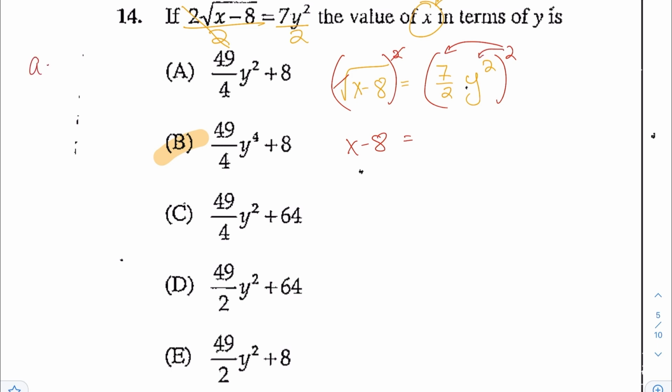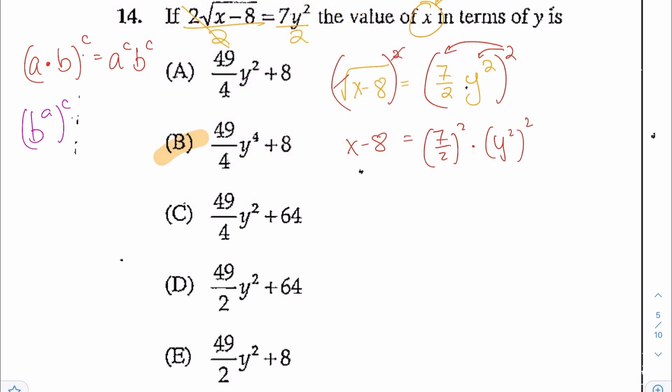This is the law of exponents that states that a times b raised to the c power is a to the c times b to the c. Kind of like the distributive property of exponents. So when you do that, you'll have 7 over 2 squared times y squared squared. And then from here, you can do power to a power, which is b to the a raised to the c power is b to the a times c. So we'll want to multiply this 2 and this 2. And then you also want to distribute this 2 again to the numerator and the denominator.